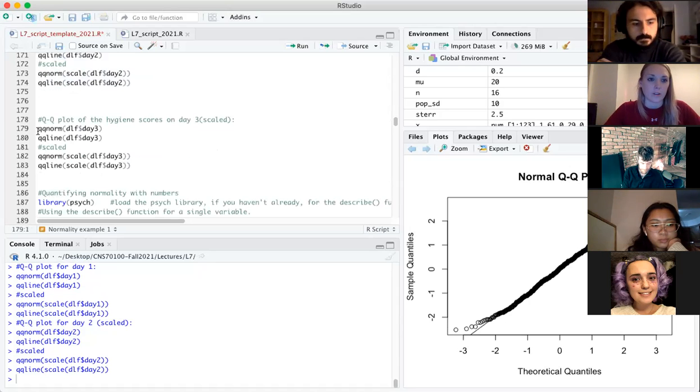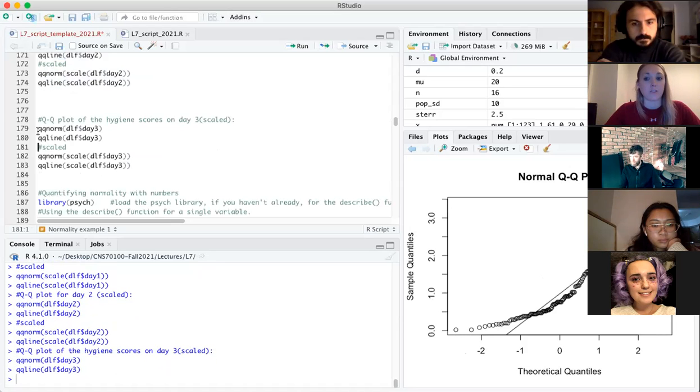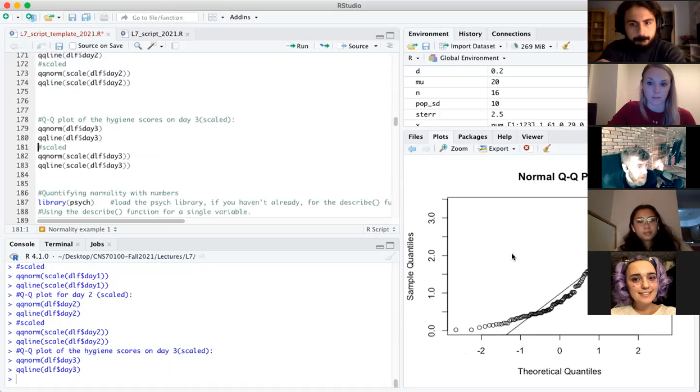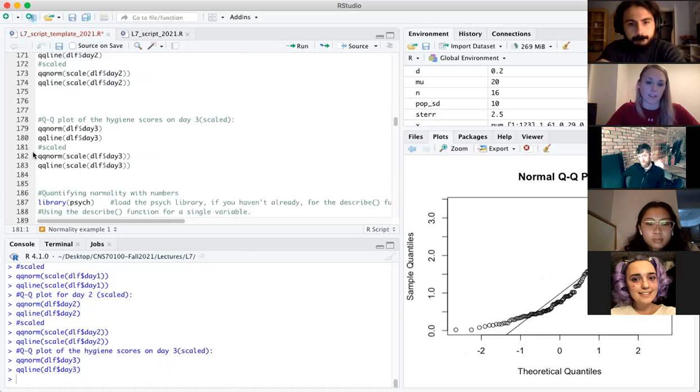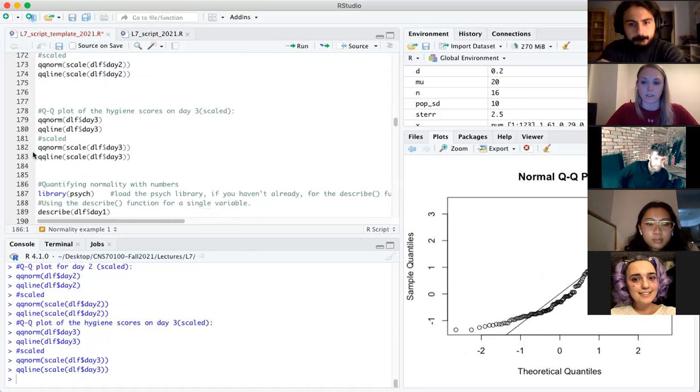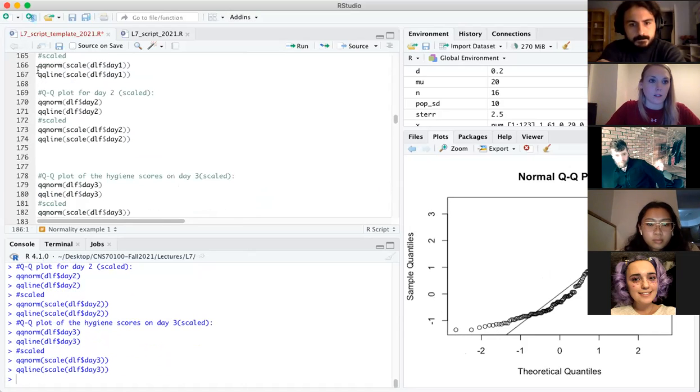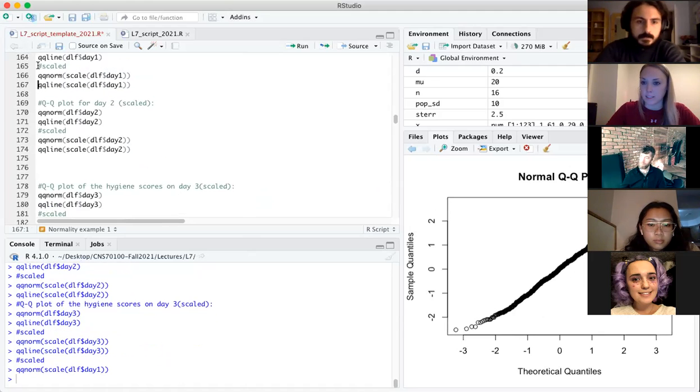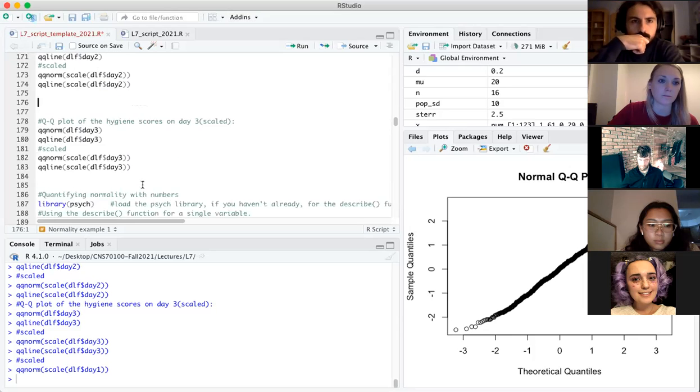All right, so let's look at 3. Day 3 is our worst one by far. Do you see how these are really deviating from our line here? So this one is definitely not very normal. Whenever you're looking at these, you definitely want to see something like this, which tells you that your residuals are relatively normally distributed.